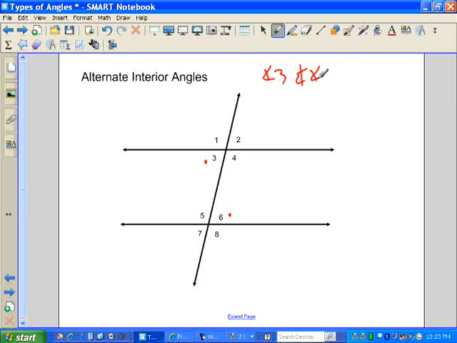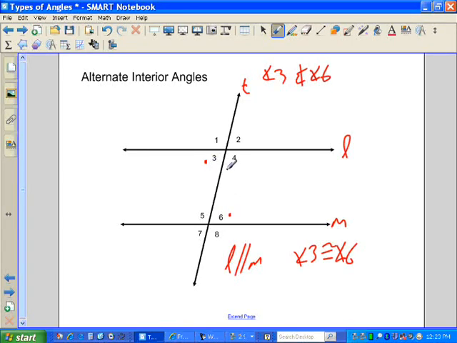Angle 3 and angle 6. They're alternate because they're on opposite sides of the transversal. That's what this thing here is called, the transversal. And they're interior because they're in between my two lines here. Okay? If L is parallel to M, then angle 3 is congruent to angle 6. So my alternate interior angles are congruent.